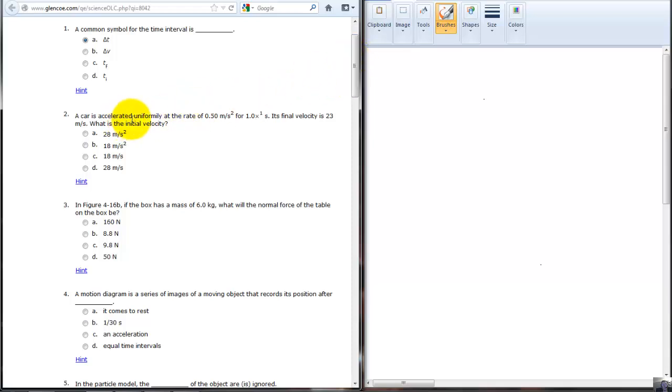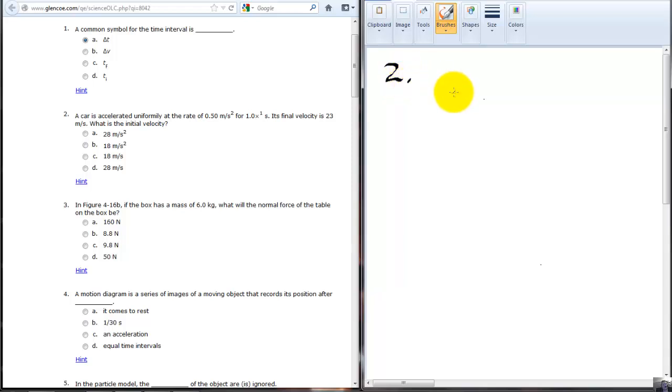Question 2. A car is accelerated uniformly from rest at a rate of 0.5 meters per second squared for 1 times 1. That probably means 1 times 10 to the first, the typo. Its final velocity is 23. What's the initial velocity? So this is actually a Chapter 3 type of question, but we'll go ahead and solve it. It will give you some good practice.